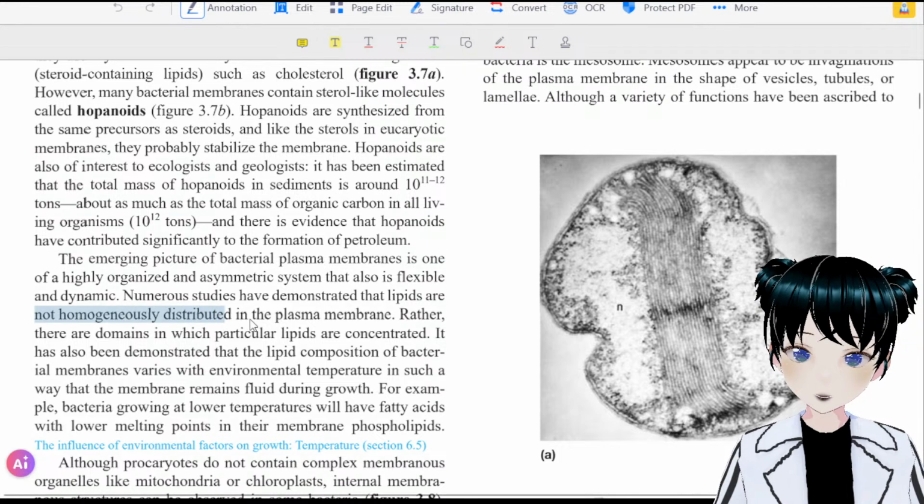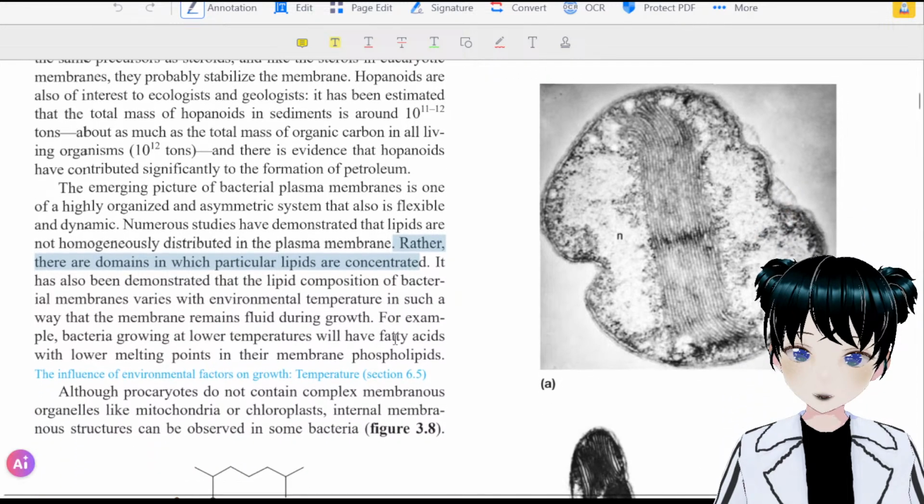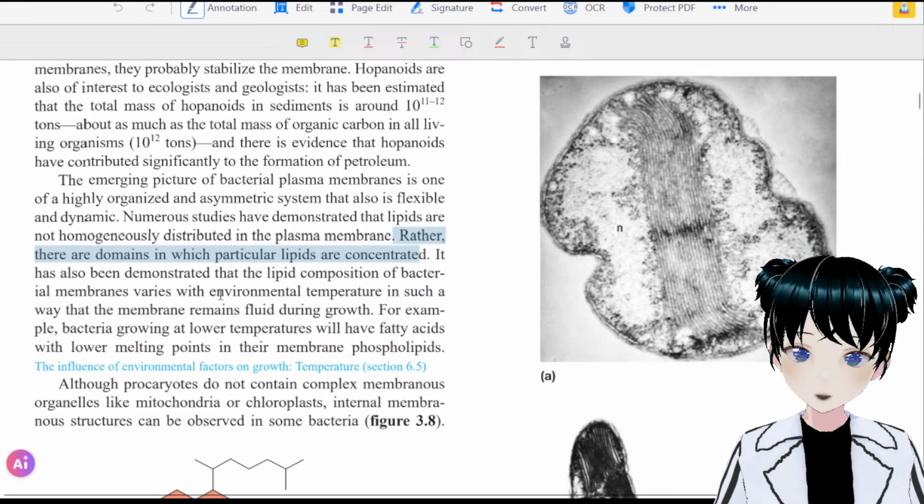Numerous studies have demonstrated that the lipids are not homogeneously distributed in the plasma membrane. Exactly what I was saying, they are not equally distributed. Rather, there are domains in which particular lipids are concentrated. Domains means there are areas where particular lipids are concentrated. It has also been demonstrated, and demonstrated means they have experimented on this, that the lipid composition of the bacterial membrane varies with the environmental temperature in such a way that the membrane remains fluid during growth.